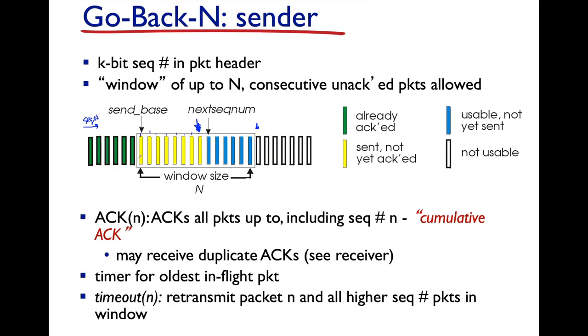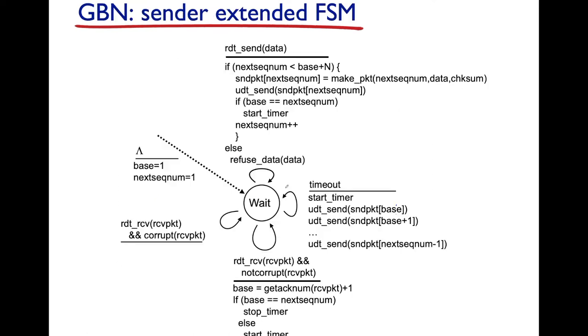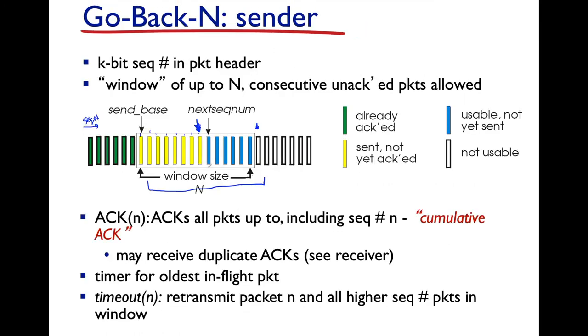If we go back here, if you get an ACK, you're sliding the window so that it now is shifted one sequence number to the right. You're sliding the window. All right. So once you do that, you check to see if the base is equal to the next sequence number. If that's the case, this condition means that there are no more unacknowledged packets left. So if base is equal to next sequence number, we have the base right here, and everything is blue. It's usable but not yet sent.